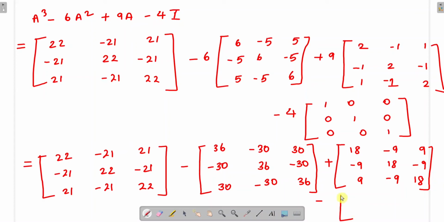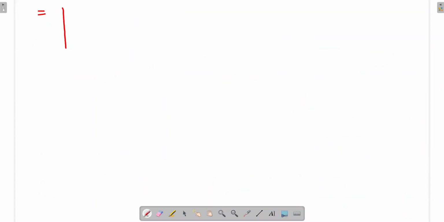And the last matrix we have to write, so this is 4 times this matrix, that means you will get 4 here, 4 times 1 is 4, 4 times 0 is 0, 4 times 0 is 0, 4 times 0 is 0, 4 times 1 is 4, 4 times 0 is 0, 4 times 0 is 0, 4 times 0 is 0, and 4 times 1 is 4. So this will be equal to the matrix.